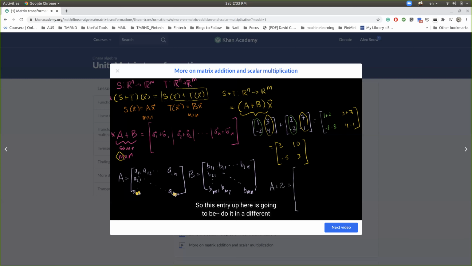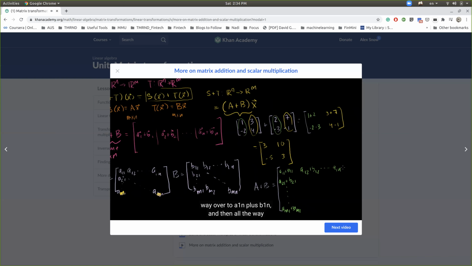So this entry up here is going to be A11 plus B11. This one's going to be A21 plus B21, all the way down to AM1 plus BM1. And then this is going to be A12 plus B12, all the way over to A1N plus B1N. And then all the way down to AMN plus BMN. These are equivalent definitions.